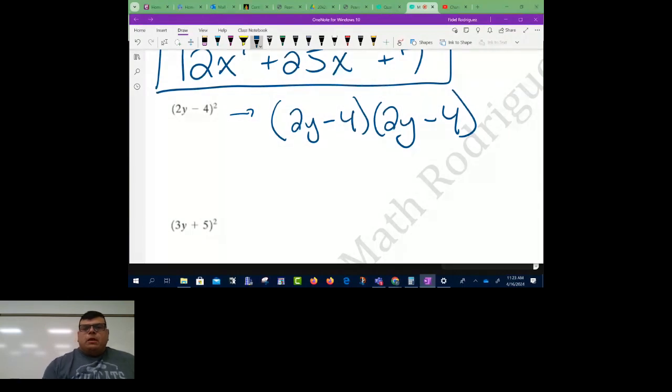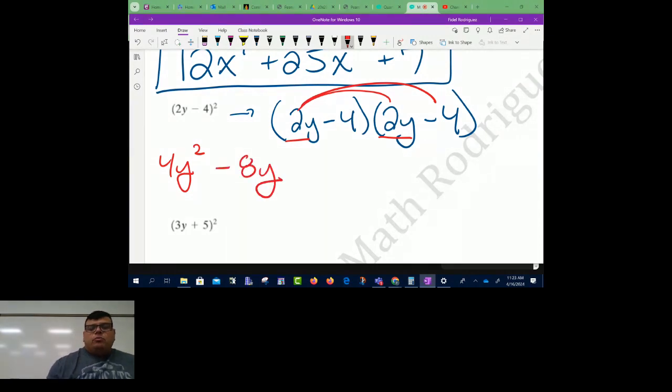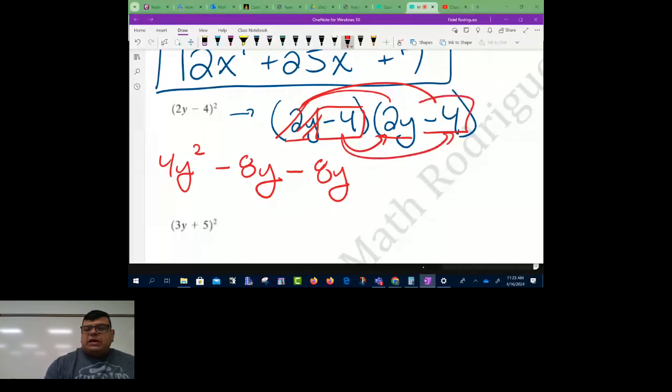Okay. And so right here, y'all, I'm going to multiply 2y times 2y. Let's see, that's going to be 4y squared. 2y times a negative 4 is going to be a minus 8y. Okay, I'm going to scratch that 2y because we've already used it. Now we're going to go negative 4 with a 2y. That's another minus 8y. And then right here, y'all, minus 4 times another minus 4. Remember, a negative times a negative, y'all, is a positive 16.